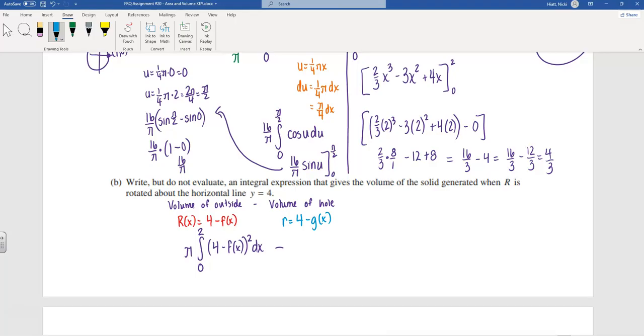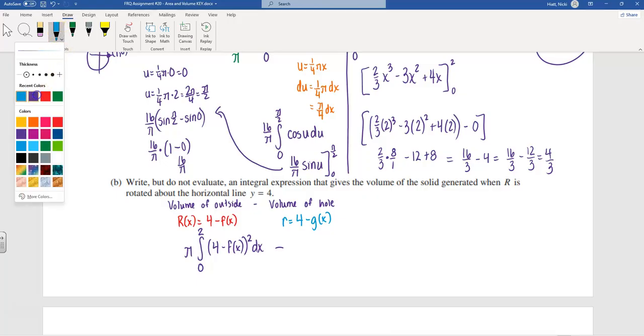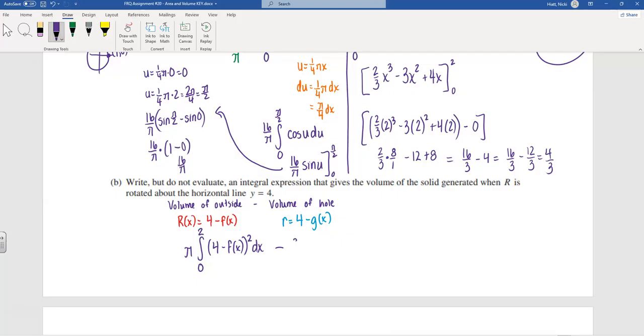And you should see some symmetry here in those two radii. If you got a number minus a function, the other one's also going to be that number minus the function. You're not going to see those switch there. Although because you're squaring, you can get the right answer even if you switch those. But I think it's better for us to write it this way. So we will have, don't forget your pi, integral from 0 to 2 of 4 minus g of x squared dx.